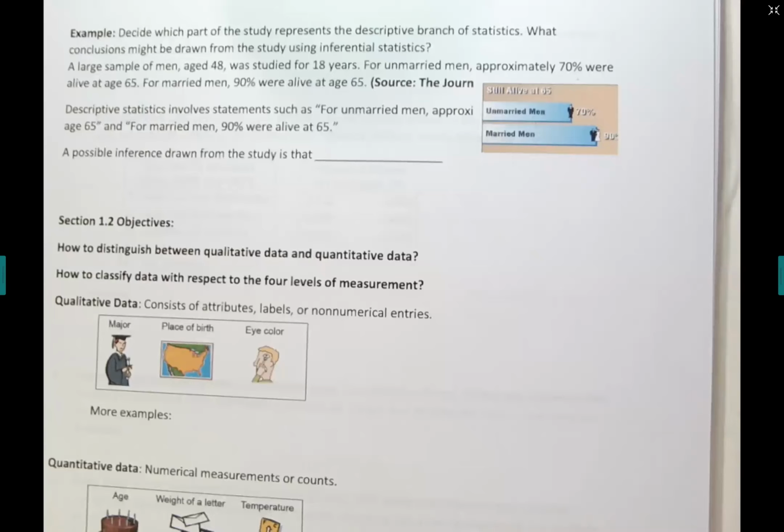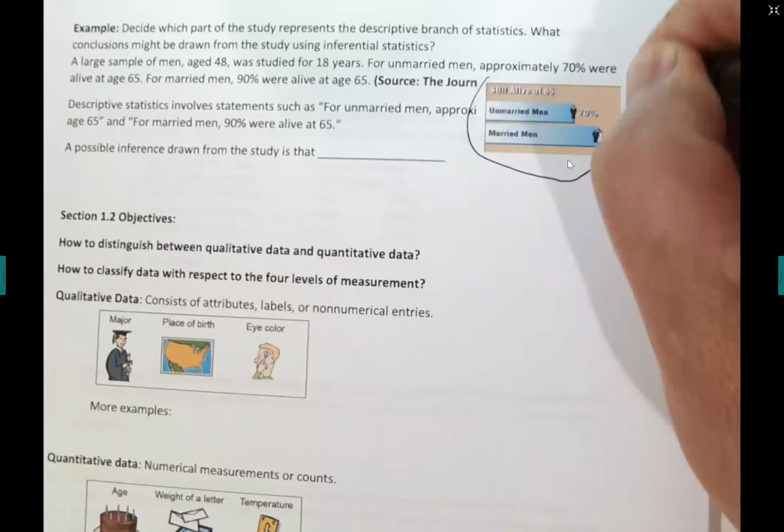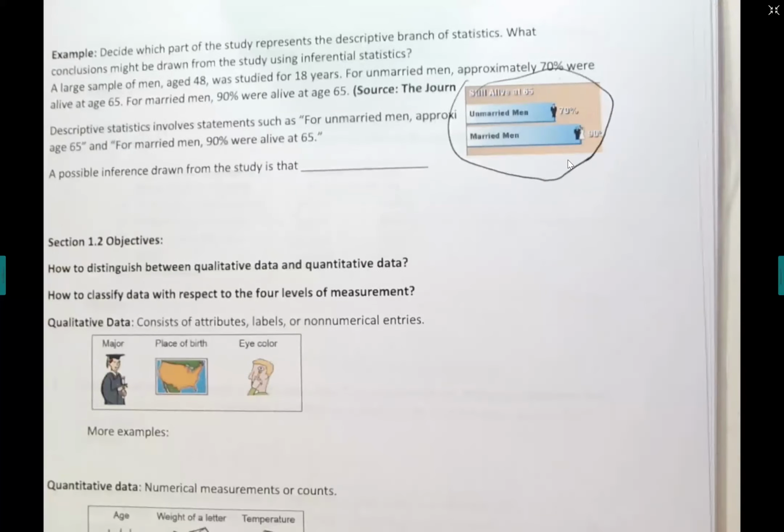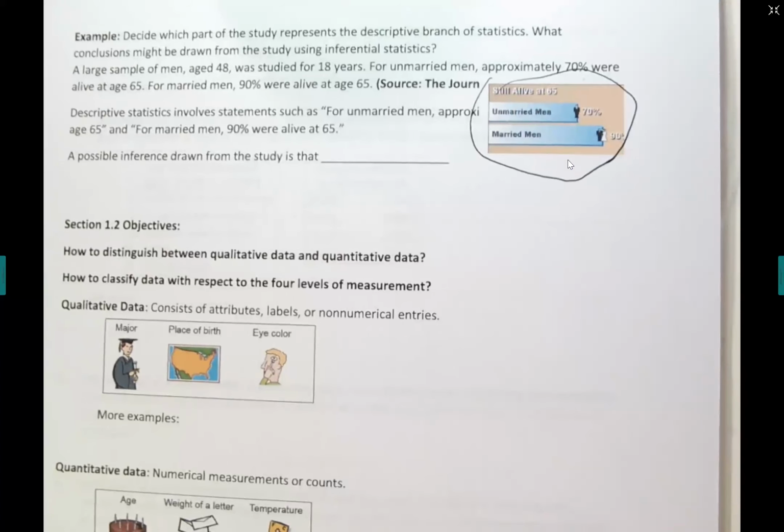What is the descriptive statistics? The descriptive statistics, guys, is what he says. He says 70% were still alive if they were unmarried at age 65, and 90% were still alive if they were married. So it's this one. This is a descriptive statistics right here. It's nicely done, put in a graph. So that's a descriptive statistics. But what they don't give you, they want you to do the inference. What would be a possible inference drawn from the study here? Can someone tell me what kind of inference you can make out of this example?